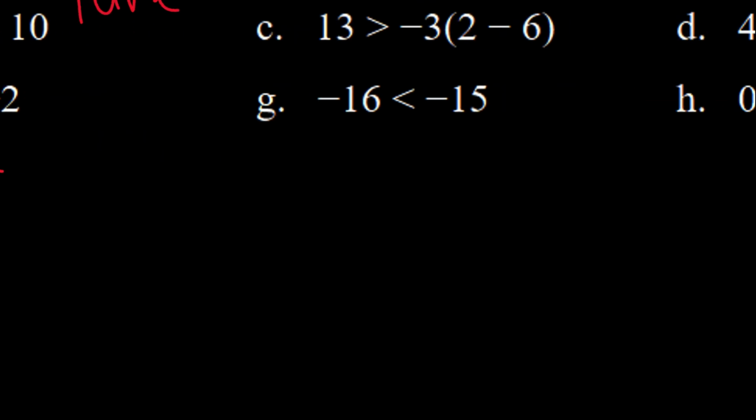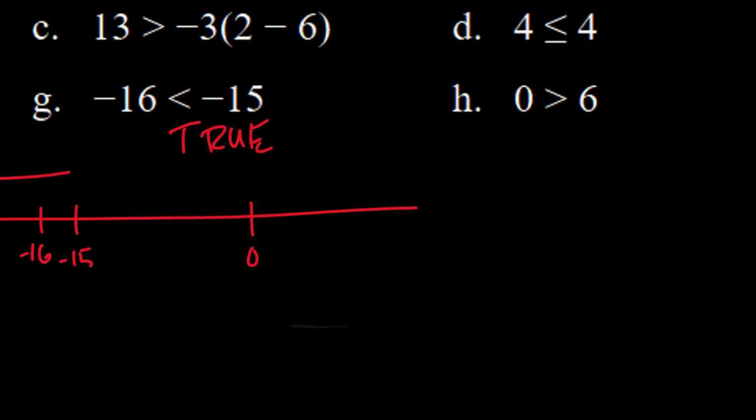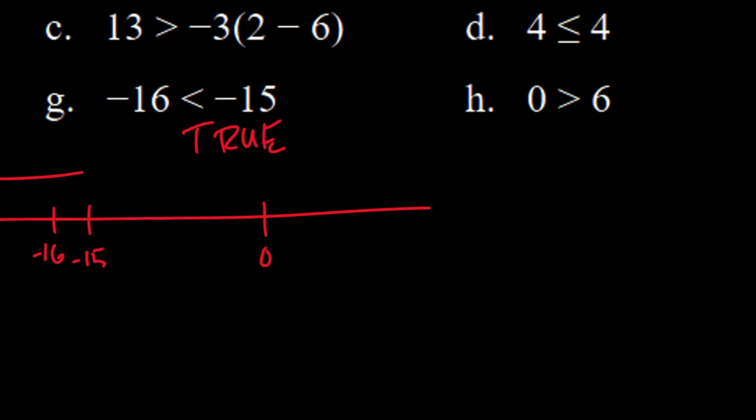G, it says negative 16 is less than negative 15. Yeah, that's true, because negative 16 is definitely, if you want, just have a number line. You could say here's your 0, way over here's your negative 15, and then just to the left of that is negative 16. So as I go further to the left, the things to the left are smaller and smaller. So negative 16 is less than negative 15, so this is true. And then the final one is 0 more than 6. No, 0 is not more than 6. That's false.